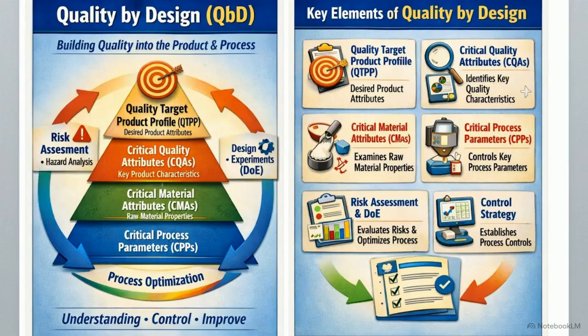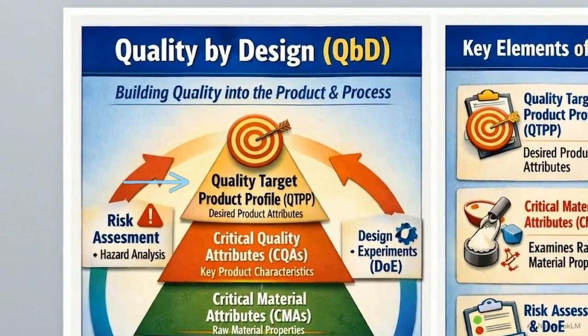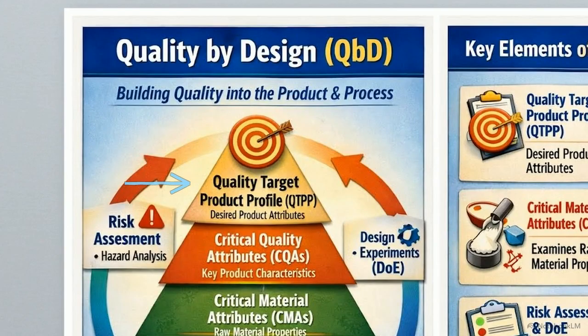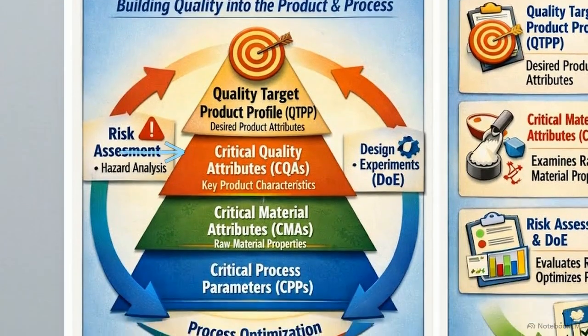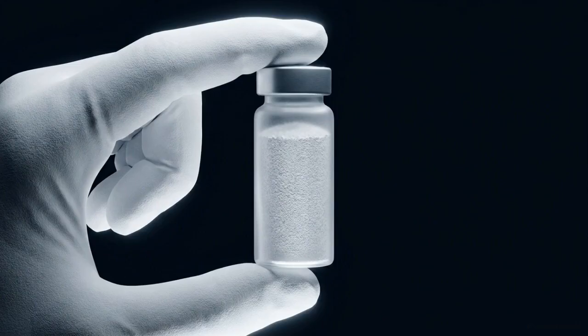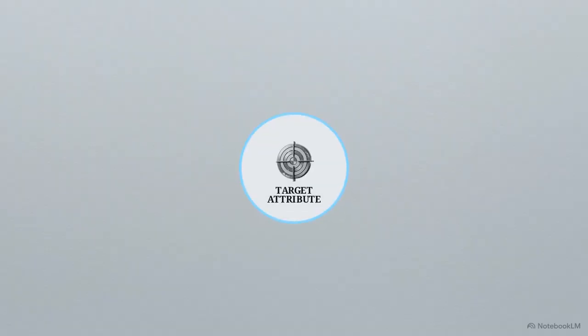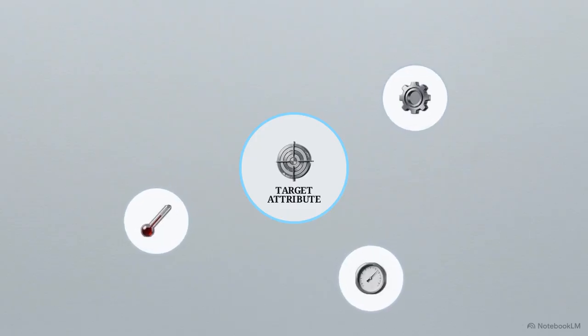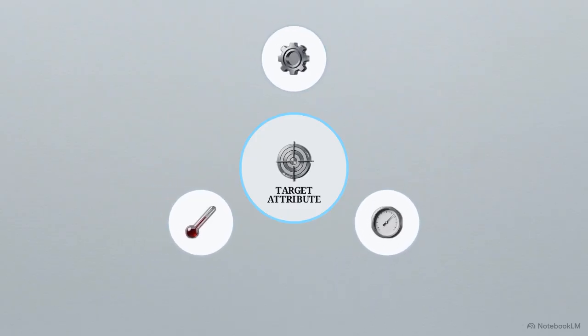This quality by design pyramid diagram shows the top-down approach. The process starts at the peak with the quality target product profile, defining exact characteristics like dosage form. Moving down, we break that into critical quality attributes, strictly measurable benchmarks like particle size and pH. By locking in these non-negotiable targets first, chemists create a scientific standard. Every physical manufacturing parameter that follows is strictly dictated by the need to meet these specific attributes.